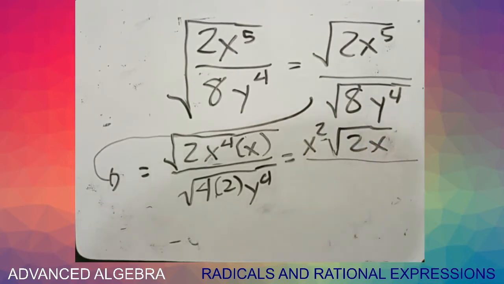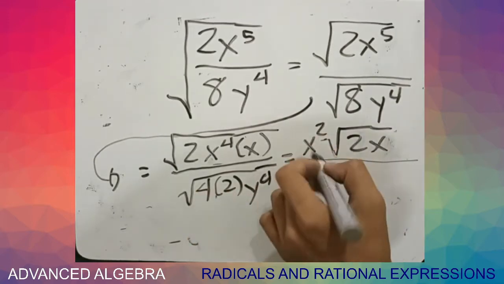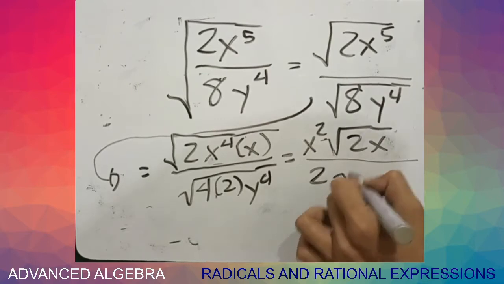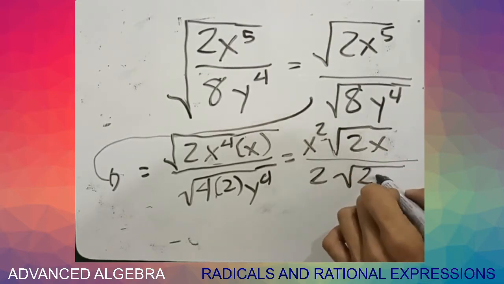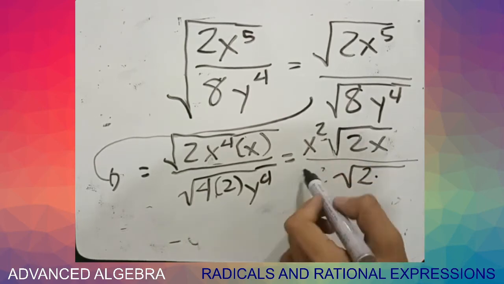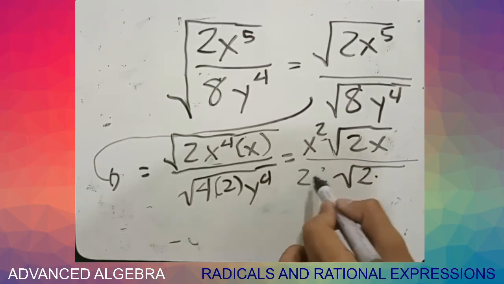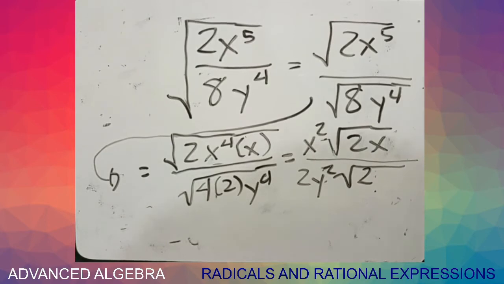Okay. So, what is the square root of 4? So, ang square root ng 4 is square root of 2. Okay. Wait lang. So, 2. So, ang square root ng y to the fourth, y squared. Then, sa loob ay, so, yan.